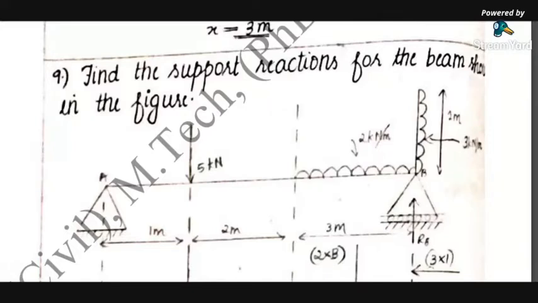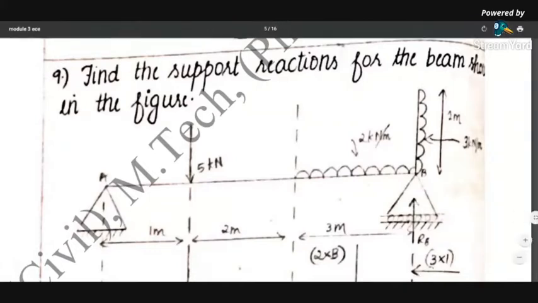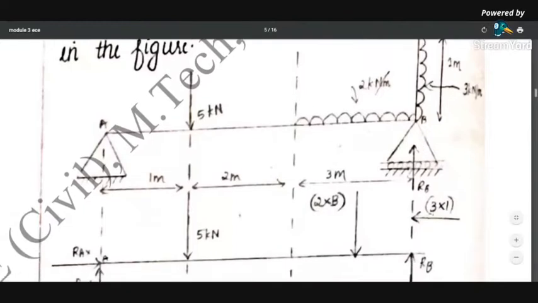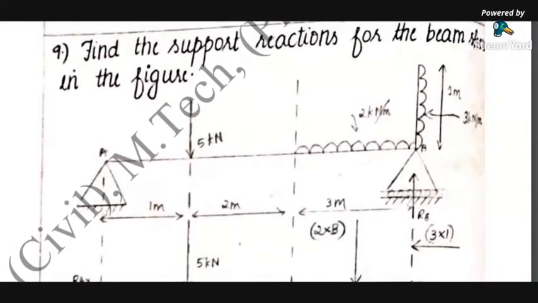Just go through the drawing. You have an extra vertical member. A small extra vertical member is being given to you, and along this vertical member you have a uniformly distributed load with a distribution of 3 kilonewton per meter. This is the only difference. Everything else remains as it is.